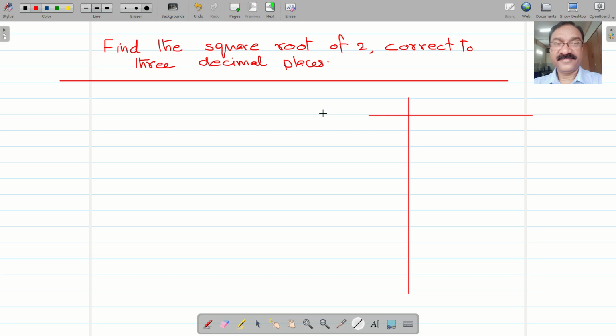For this we have to add 4 pairs of zeros after the decimal point. Then we will approximate the value to 3 places of decimals. So, 2 point, then 4 pairs of zeros added to the right side of the decimal point.